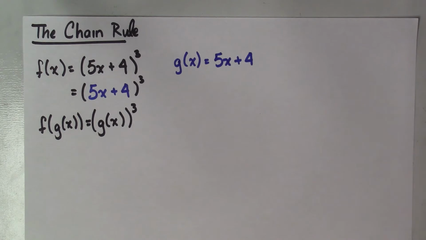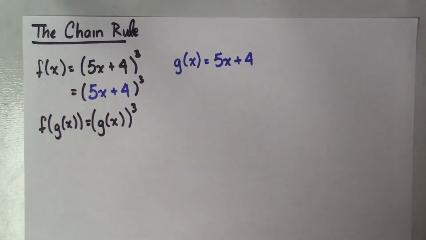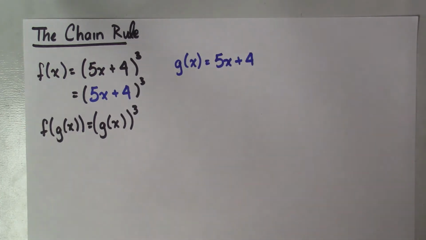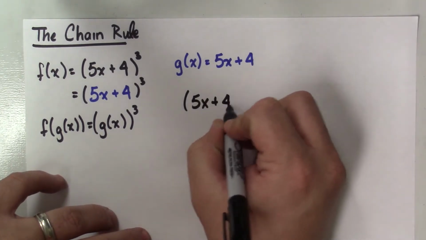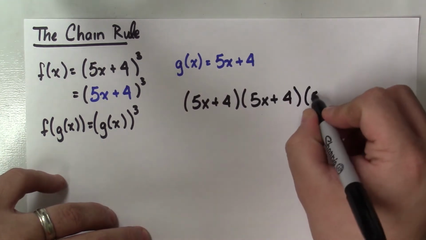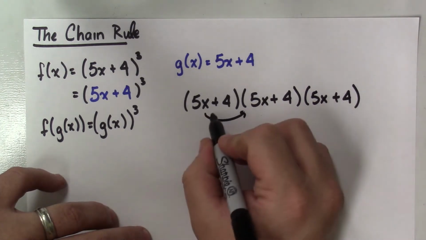Well, the big issue here is that for me to find this derivative by the methods that we developed earlier in this chapter, I believe in section 3.3, I have to expand this. And so I'm actually going to do that to show you how difficult this is for a cube. So I'm going to say 5x plus 4 times 5x plus 4 times 5x plus 4. So I'm going to FOIL these first two terms.